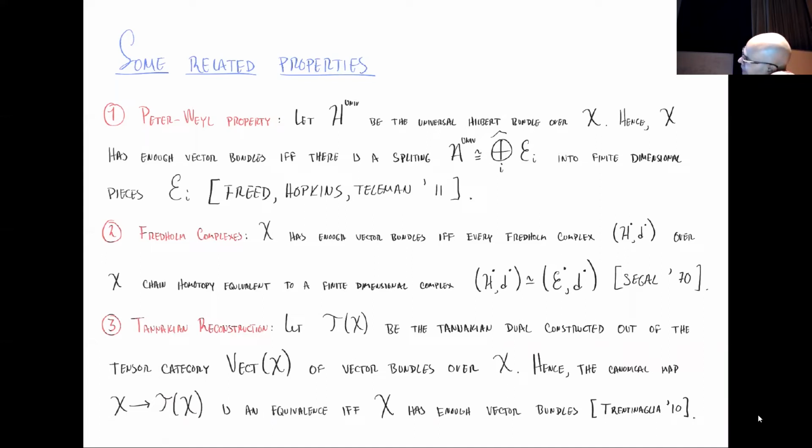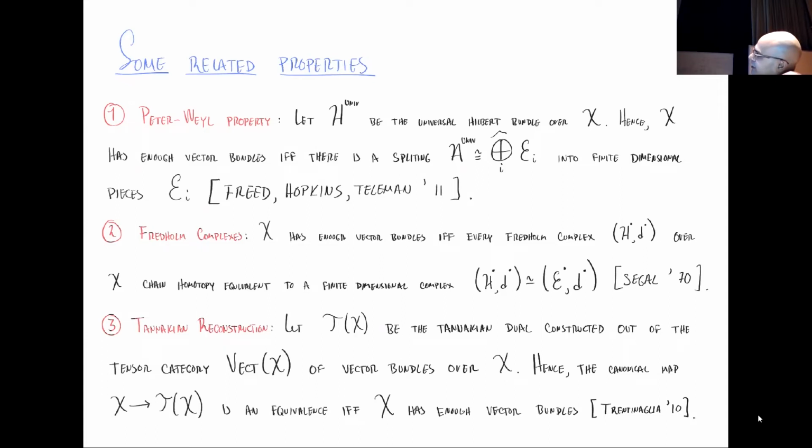So having enough vector bundles can also be thought of as a sort of Peter-Weyl property, in the sense that for any Artin differentiable stack X, we can construct the so-called universal Hilbert bundle, which is an infinite dimensional Hilbert bundle over X, which contains any other Hilbert bundle, and in fact contains infinitely many copies of any other vector bundle on X.